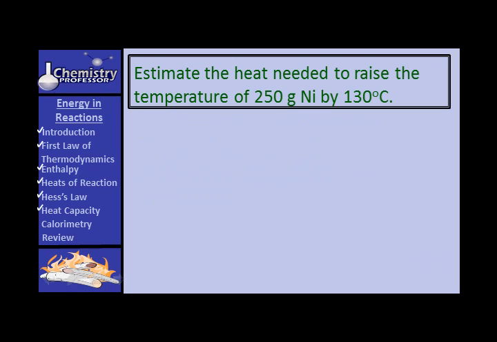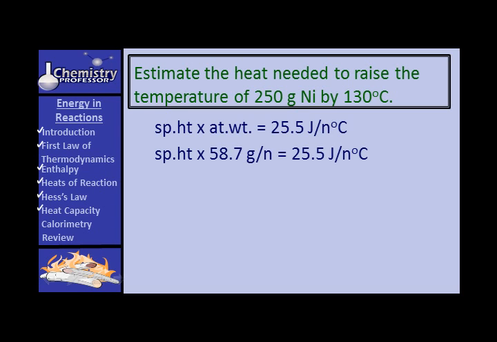Estimate the heat needed to raise the temperature of 250 grams nickel by 130 degrees Celsius. In other words, we want to take it from something to something, and the range is 130 degrees. Well, the specific heat times the atomic weight is 25.5 joules per mole degree Celsius. You want to pause this and do it yourself? Do, and then come back on, and I will show you how I worked it. The specific heat times 58.7 grams per mole gives us about 25.5 joules per mole degree Celsius. So the specific heat then is going to be 25.5 joules per mole degree Celsius divided by 58.7 grams per mole.